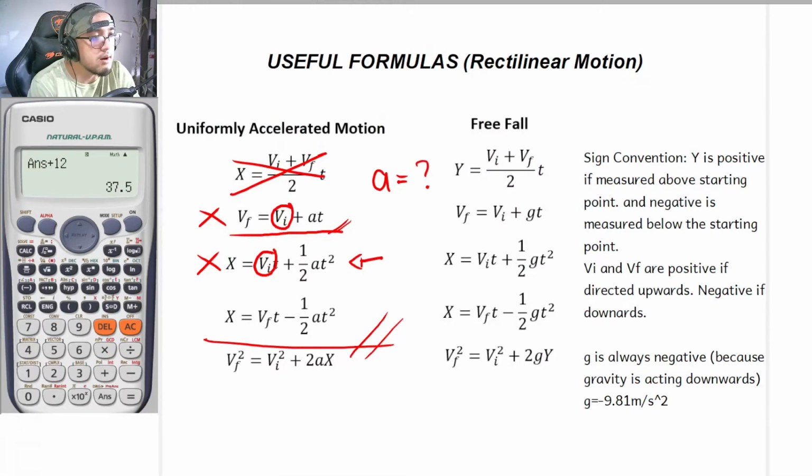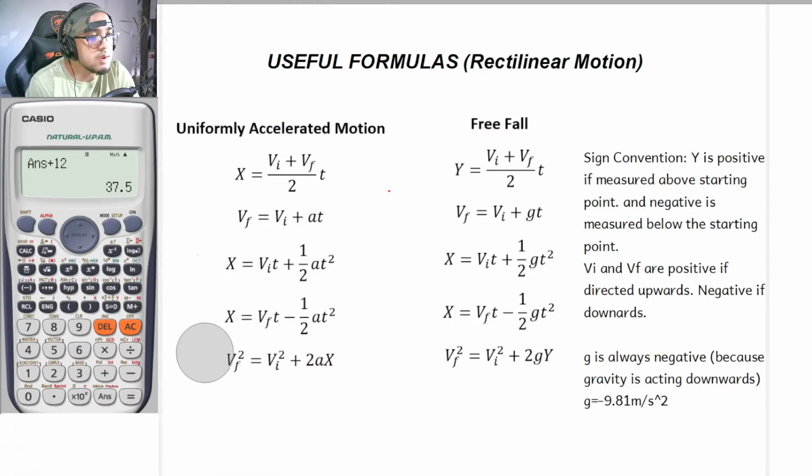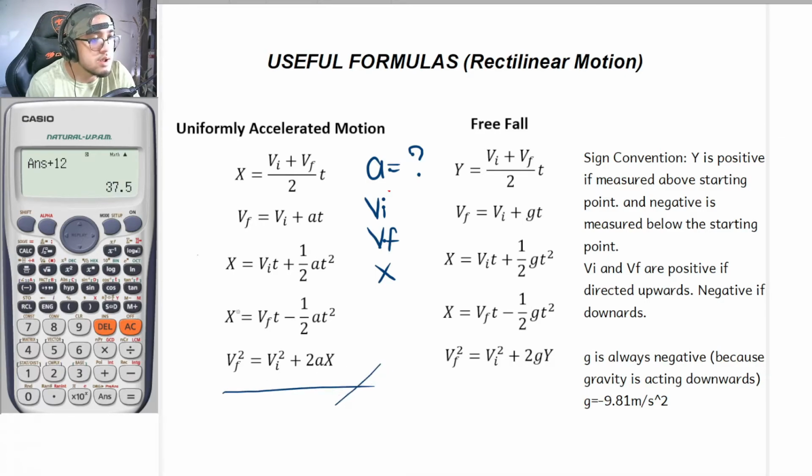So going back here, our acceleration is the one unknown. We have the value for our VI, we have the value for our VF, and we also have the value for our X. So which of these equations has all of these parameters? It is safe to say that we can make use of this equation here, since we already have the values of VF, VI, and X, and we are solving for acceleration.